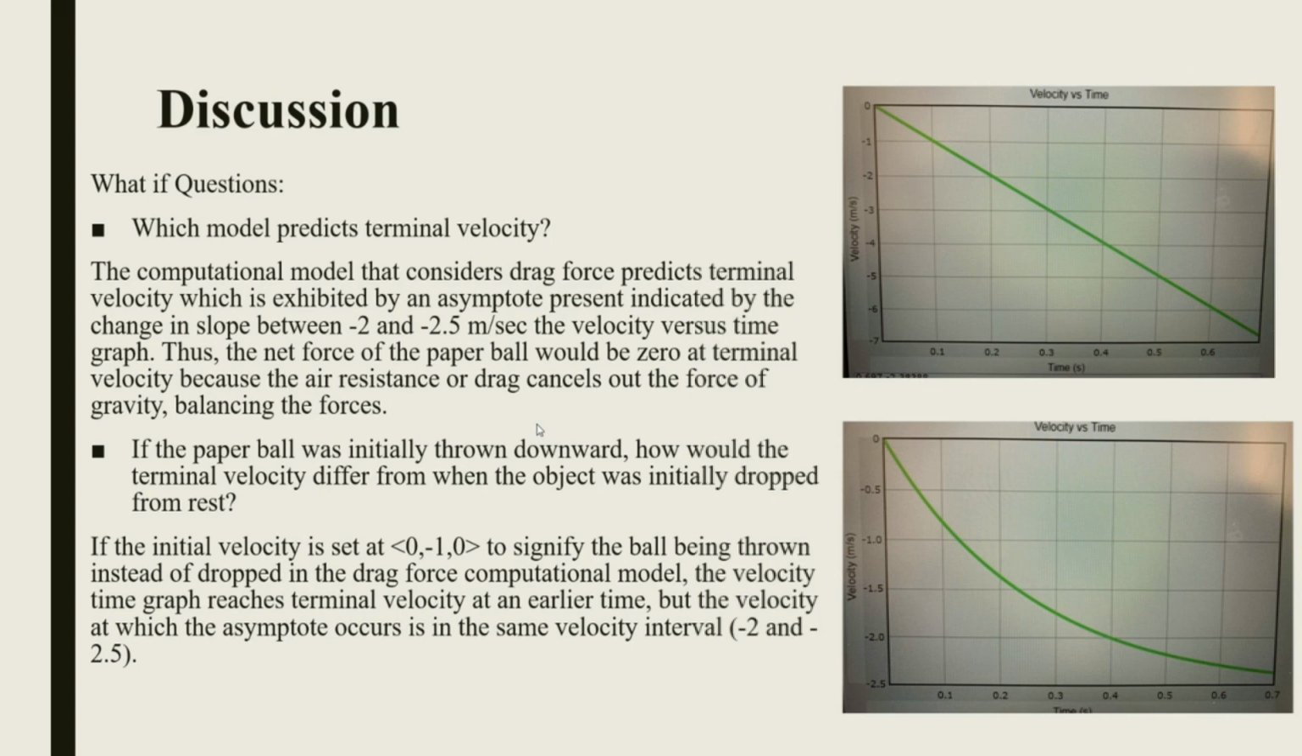And if the paper ball was initially thrown downward, and the initial velocity was set at 0, -1, 0 to signify this, in the computational model, the velocity versus time graph would reach terminal velocity at an earlier time, but the velocity at which the asymptote occurs is in the same velocity.